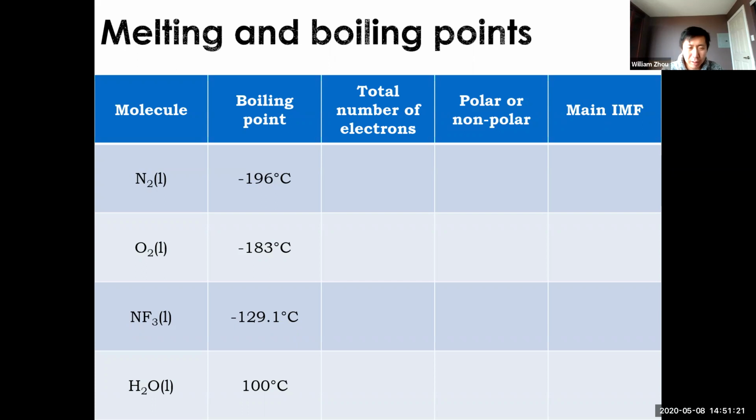Okay? Oxygen gas can also become a liquid. You can have liquid oxygen. All you need is negative 183 degrees Celsius. Again, we don't have that temperature anywhere on Earth unless we make it in the lab. But notice that oxygen has a higher boiling point than nitrogen. It's easier to get liquid oxygen than liquid nitrogen. Why is that?